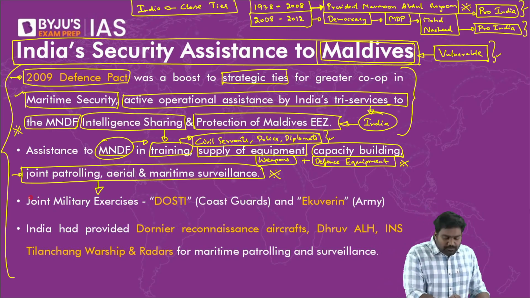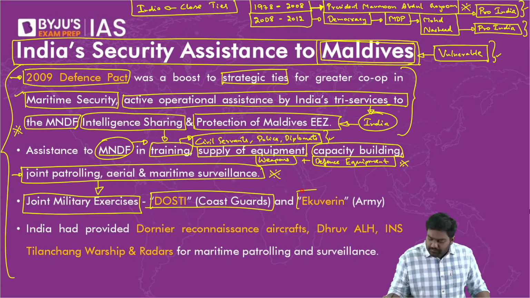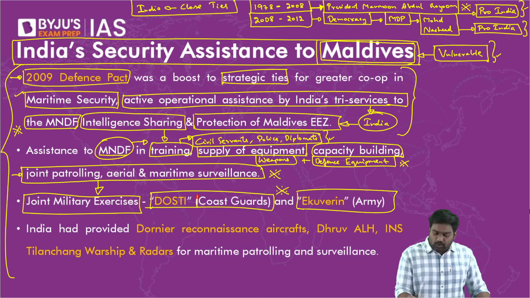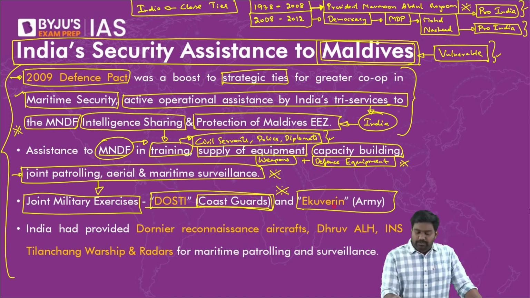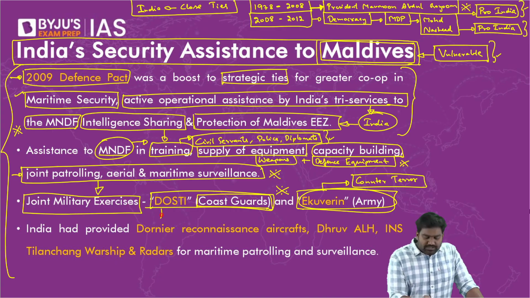We also have joint military exercises such as Dosti and Ekuverin. Please remember this for your prelims. Dosti is between our coast guards, Ekuverin between the two armies, with focus on counter-terrorism. All right? Dosti focuses on tackling organized crime and piracy and also disaster management.